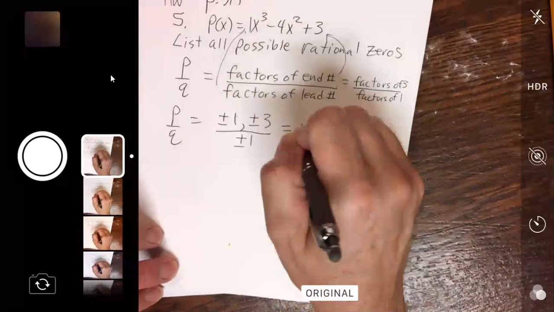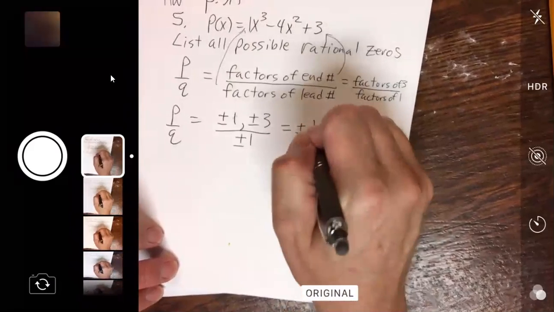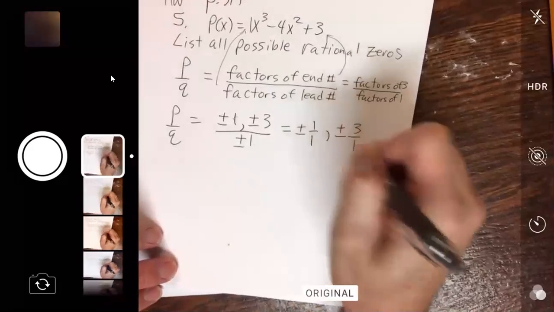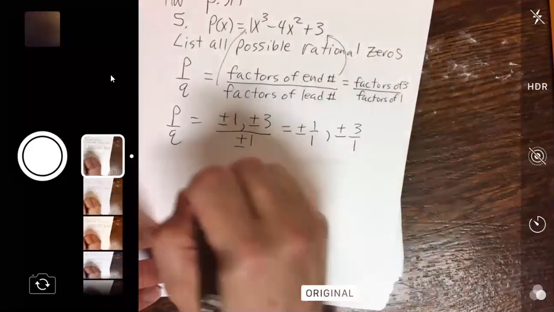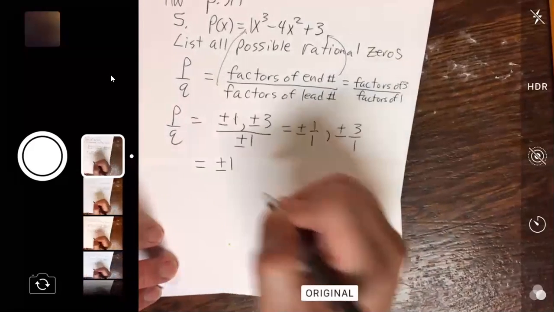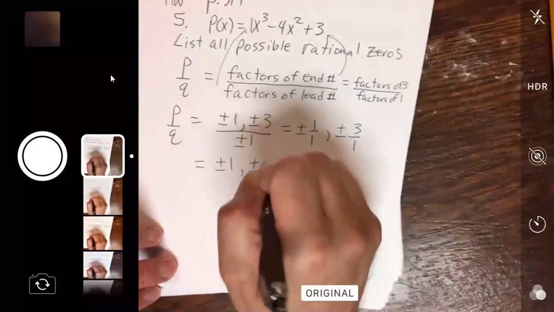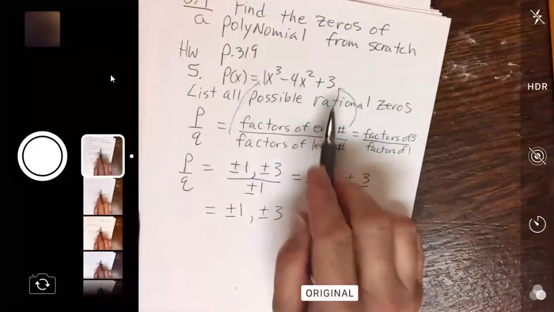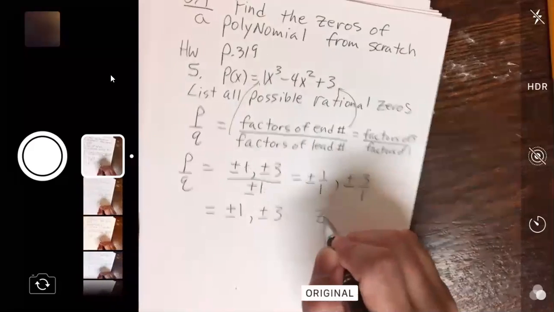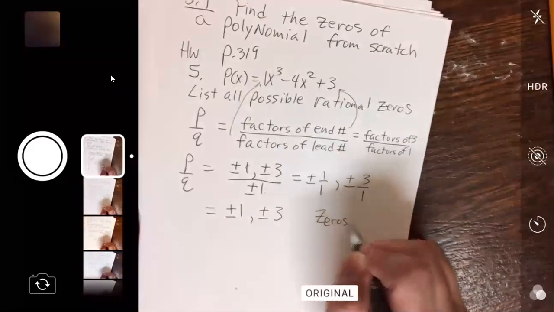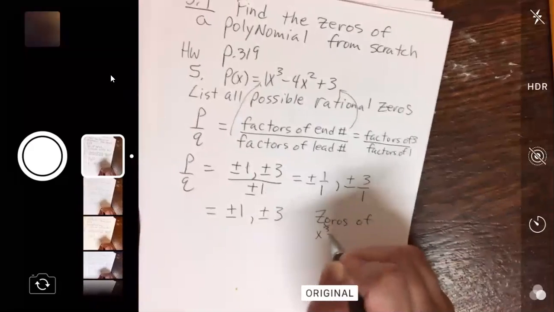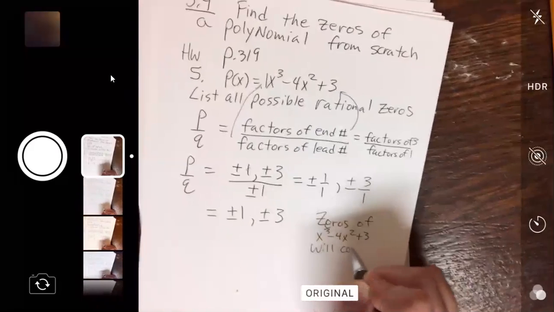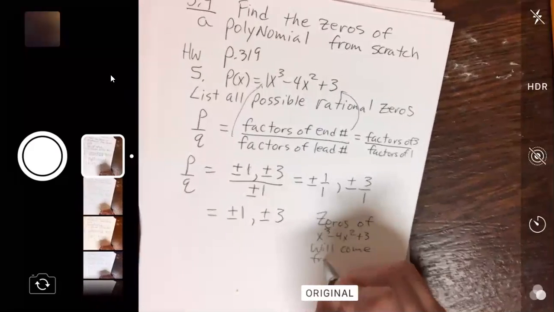Plus, you can write 1 plus or minus, then 1 divided by 1, and then 1 plus minus 3 divided by 1, which boils down to plus minus 1 and plus minus 3. Zeros of this polynomial will come from this list. Zeros of x cubed minus 4x squared add 3 will come from this list.